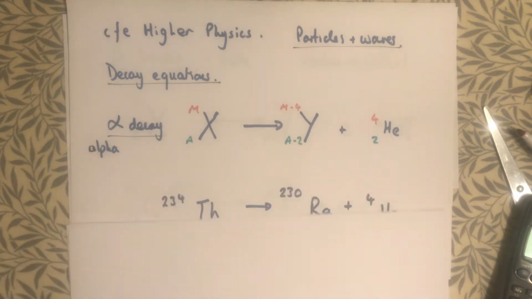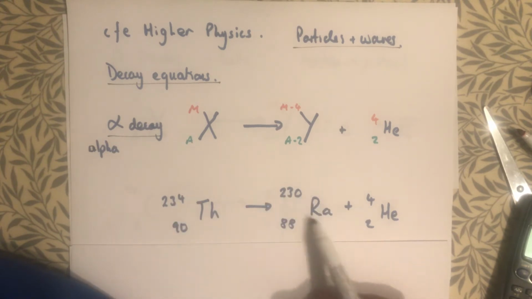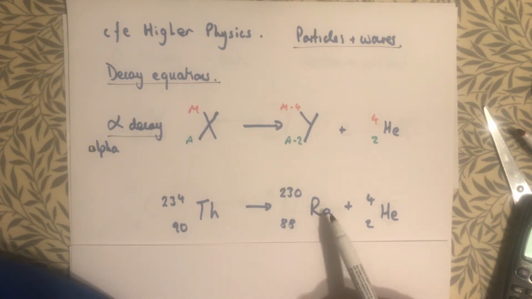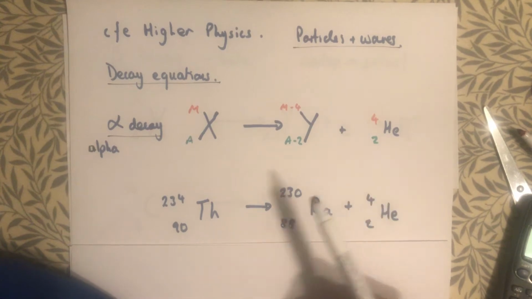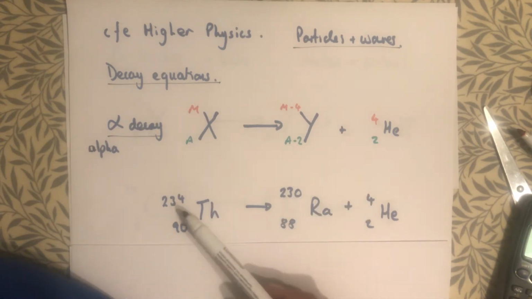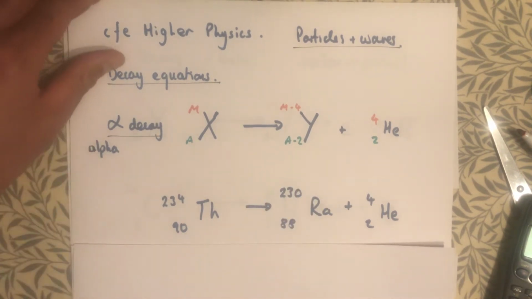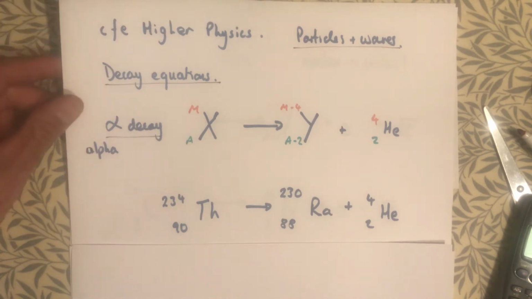So an example of this was the one we had in the last video, which was thorium-90, 234 goes to 230 and becoming, is that radium? I wonder if I've written that right, whether it should be radium or whether it should be radon. I might have made a mistake there. And we've got 90 protons goes to 88 protons and 2. So you can see 88 plus 2 makes 90, 230 plus 4 makes 234. Our number of protons and neutrons are conserved, and that is our equation for alpha decay.